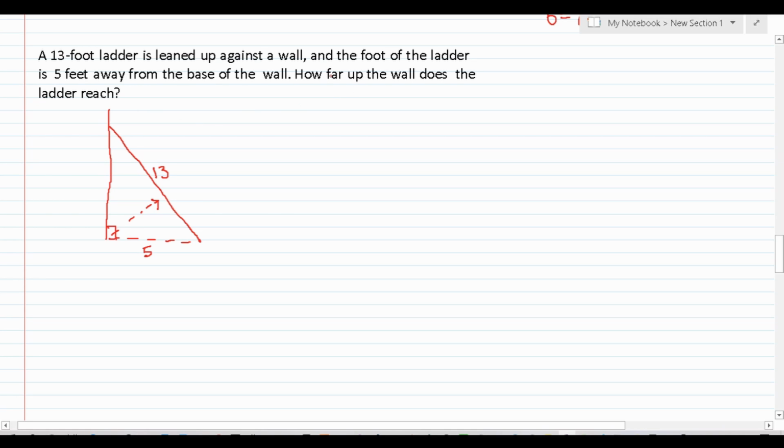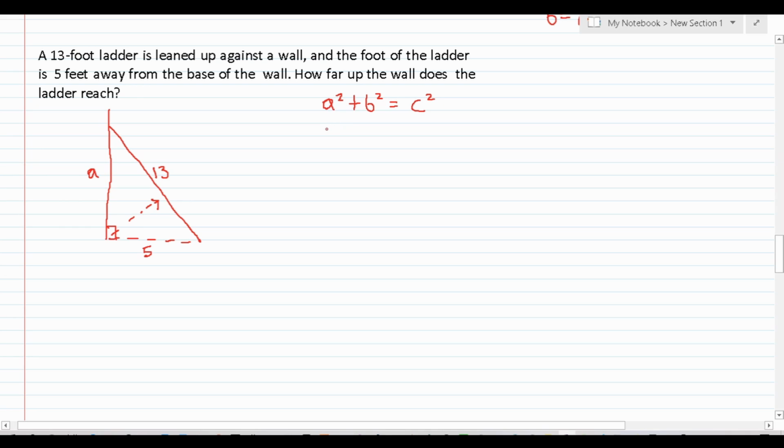And the question says, how far up the wall does the ladder reach? So we'll go ahead and let that be our letter A. Okay, so we want to figure out what A is in this case. And as you can see, we're going to use the Pythagorean theorem since we have a right triangle here to do so. So let's go ahead and write that down. A squared plus b squared equals c squared. Let's plug things in accordingly.